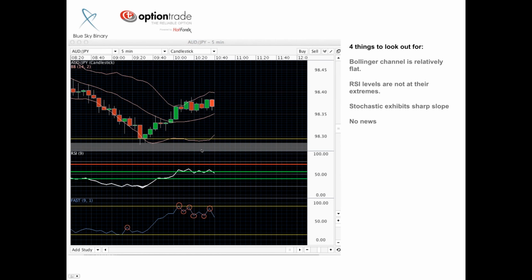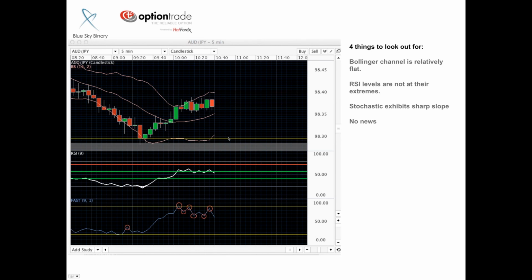When you've identified a flat or stable Bollinger channel, take a look at your RSI. Make sure your RSI is set to 9 periods, not the typical 14. The less the periods, the more sensitive it is. And we need more sensitivity in these indicators because of the nature of the expiry, which is only 5 minutes.